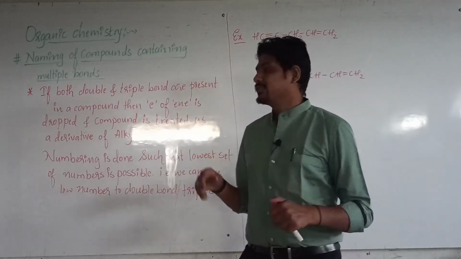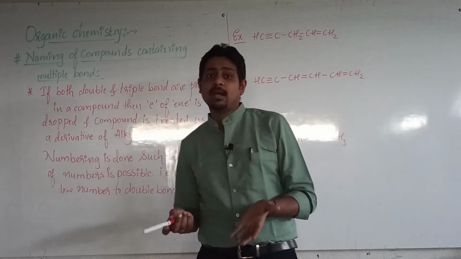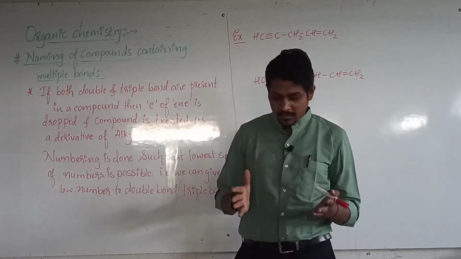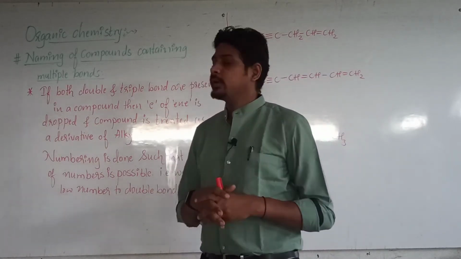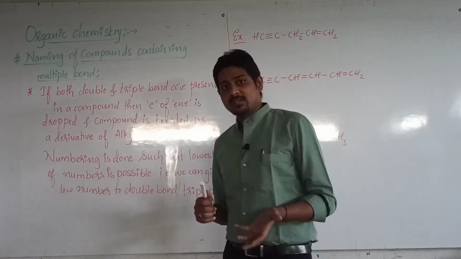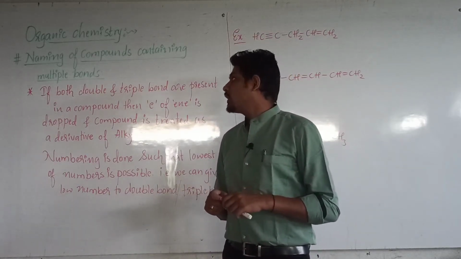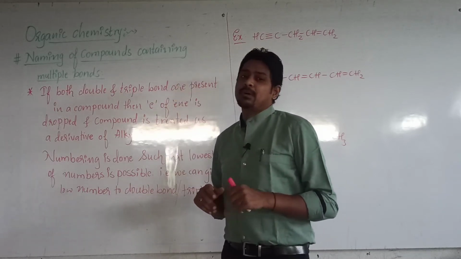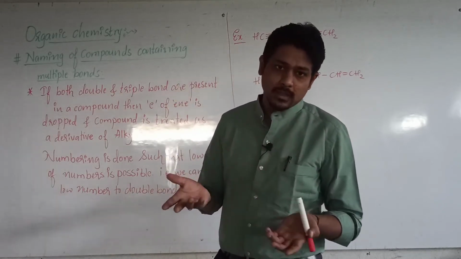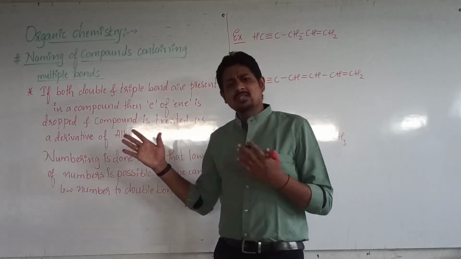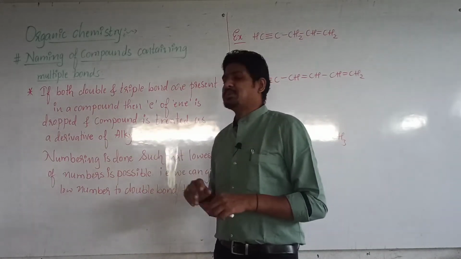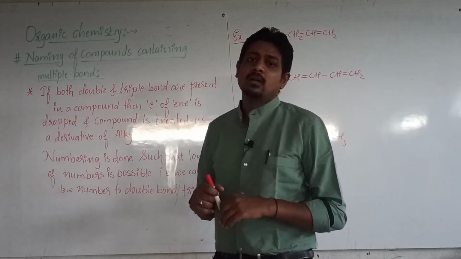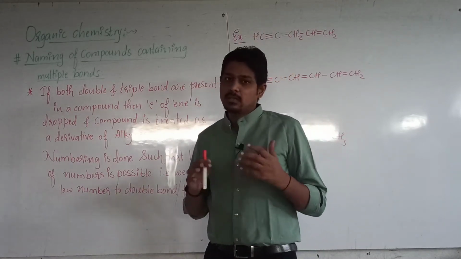So students, we are discussing organic chemistry. In that we are studying the nomenclature of organic compounds. In the previous session we were discussing naming compounds containing multiple bonds, that is, double bond and triple bond. Yesterday we saw some part of it, and today a small part is remaining, but it is very important, and that we shall discuss now.